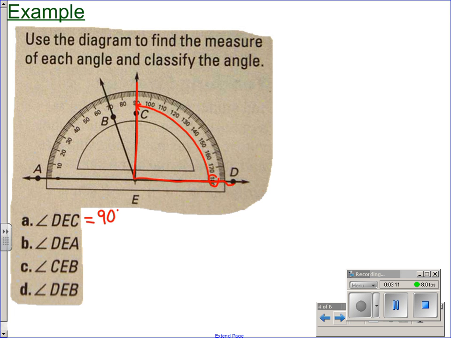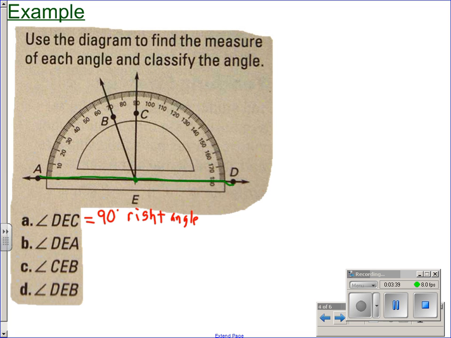Make sure you put the little degree symbol there, just like the temperature kind of scale, that's a degree. Now, classify the angle. If it equals 90 degrees, that is a right angle. All right, let's go on to the next one. Clear the picture up a little bit. Angle DEA, D to E to A.